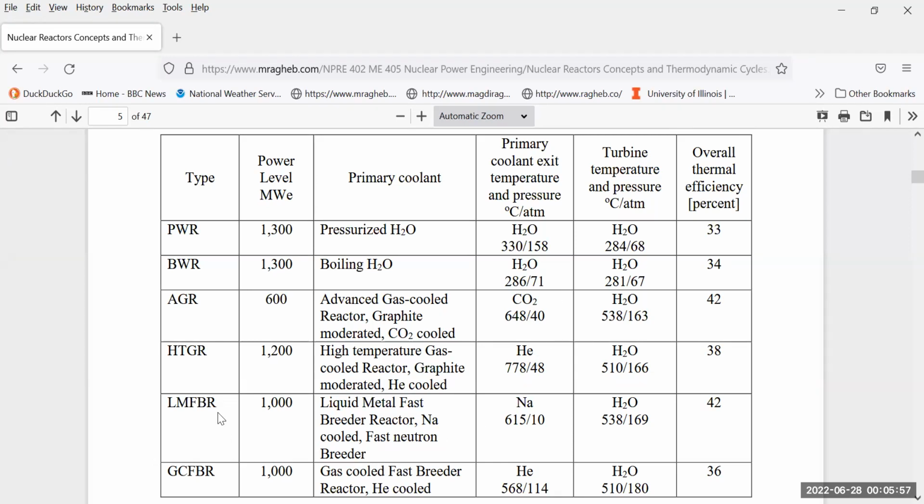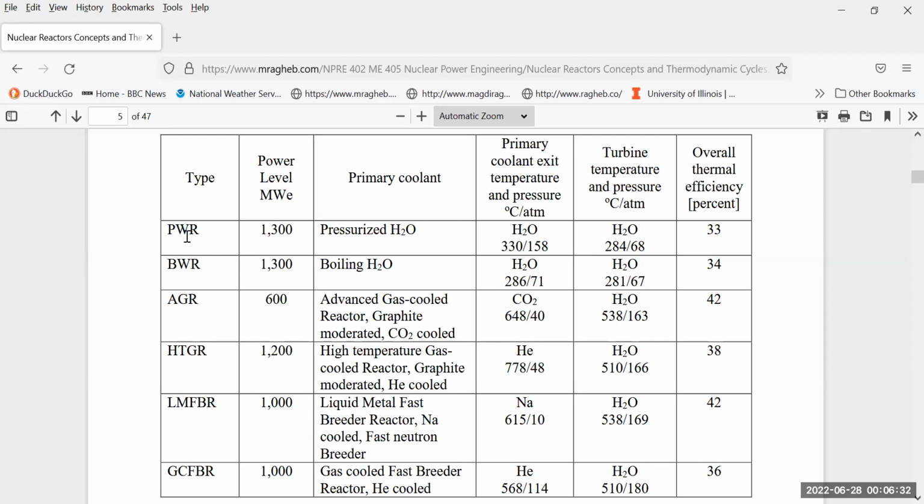The liquid metal fast breeder, as you could very obviously expect, operates at a much higher temperature, 615 degrees Celsius. So we expect that system here to operate at higher efficiency. And in fact, it also uses lower pressure. So instead of 158 atmospheres, it operates at a lower pressure of 10 atmospheres only. So because of the different design temperatures and operational parameters, you'll find that those systems have different efficiencies.